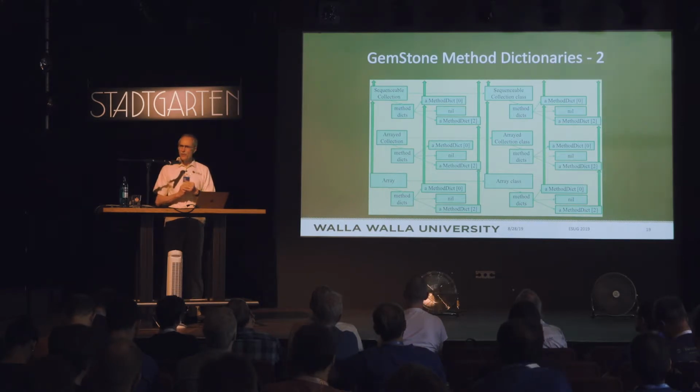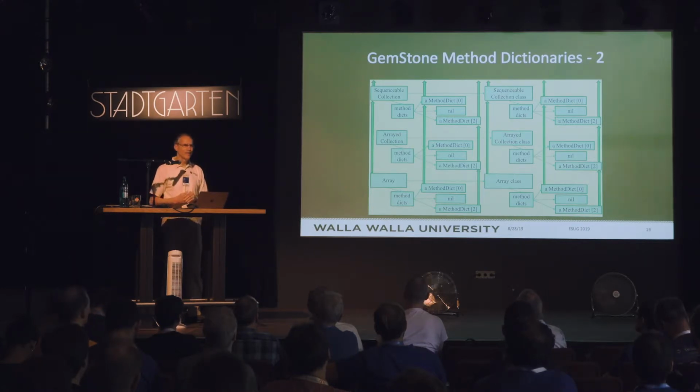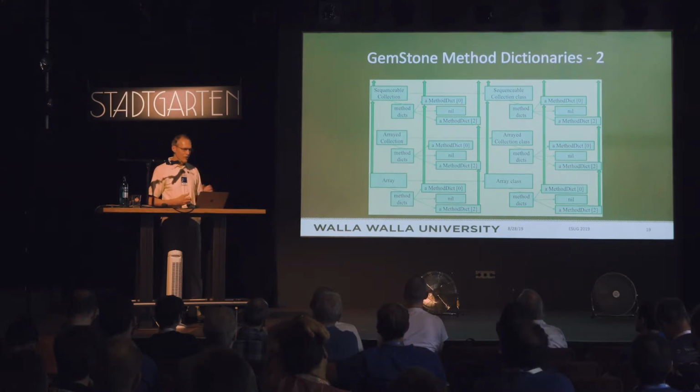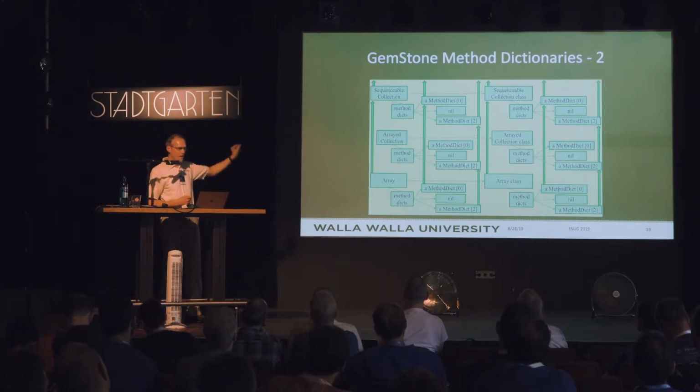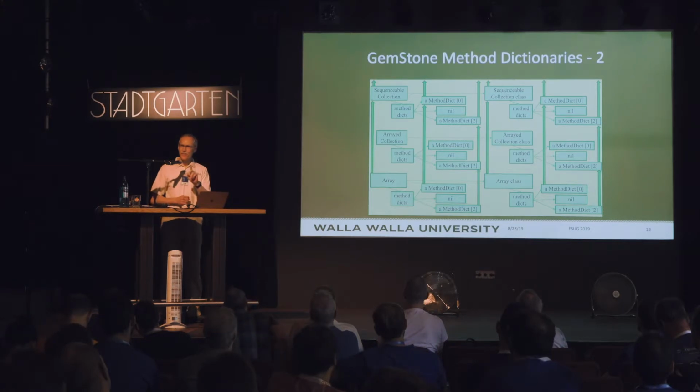So GemStone array inherits from sequenceable collection. In Pharo, array inherits from arrayed collection. So I need to insert a new class into the inheritance hierarchy. GemStone provides a way to do that. So you'll notice here, arrayed collection is not in the class inheritance, but it's in the method inheritance for environment 2. So we can do that.